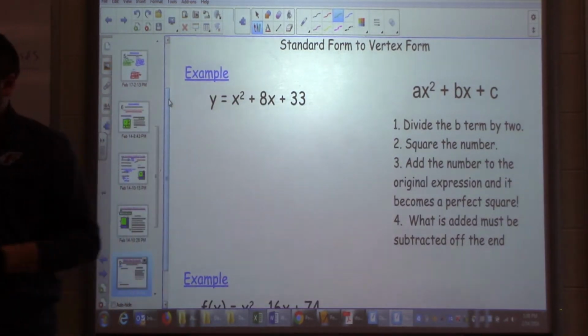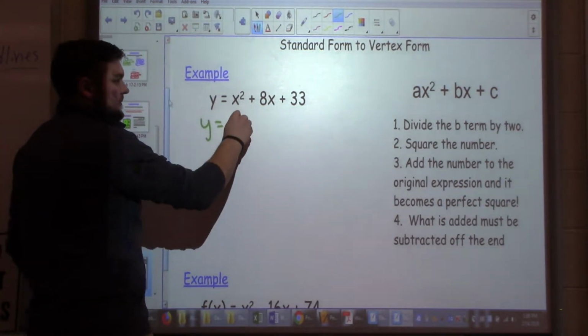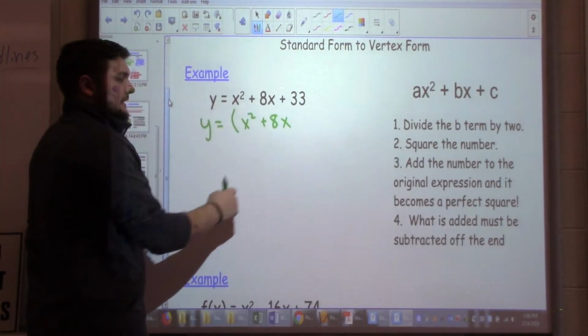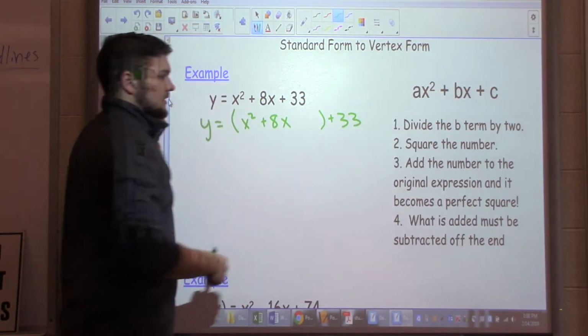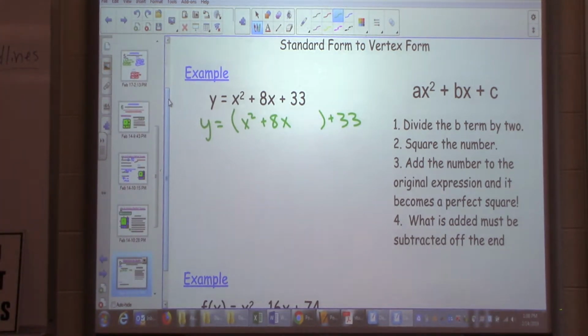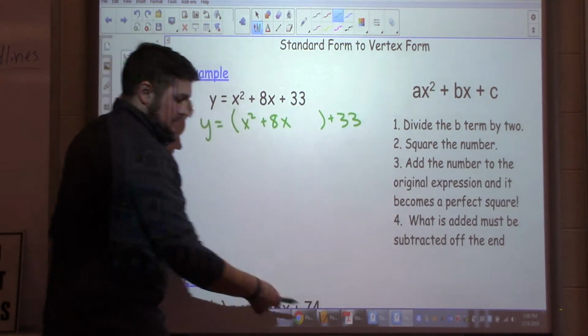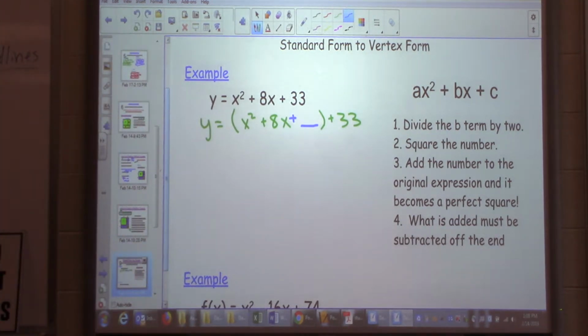So, y equals x squared plus 8x plus 33. The first thing I'm going to tell you to do is write y equals, and in parentheses, I want you to put x squared plus 8x, leave a space, close it, and then put plus 33. Because what I want to do is complete this square right here. So plus blank. I need to figure out what to put in there.